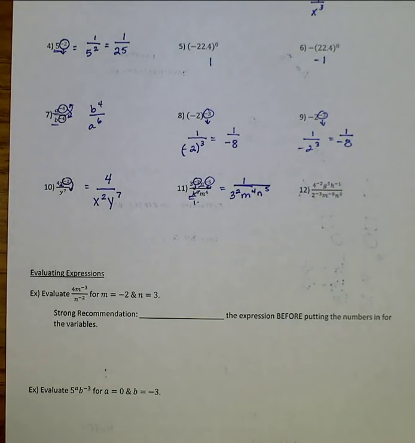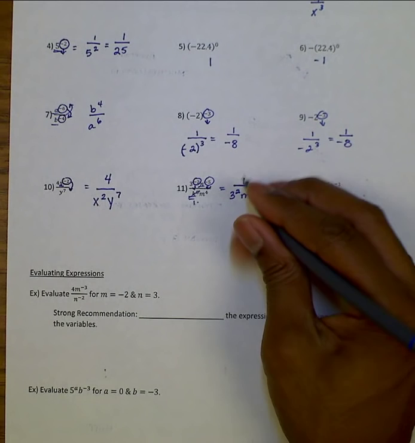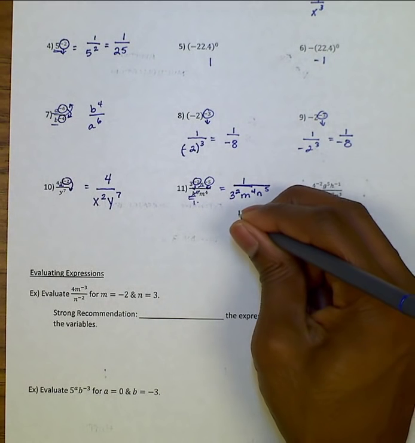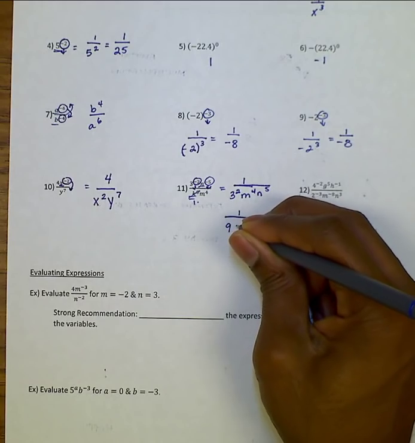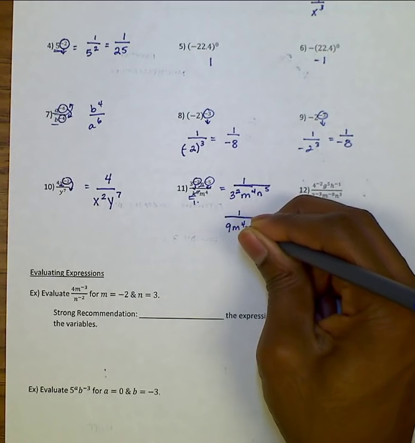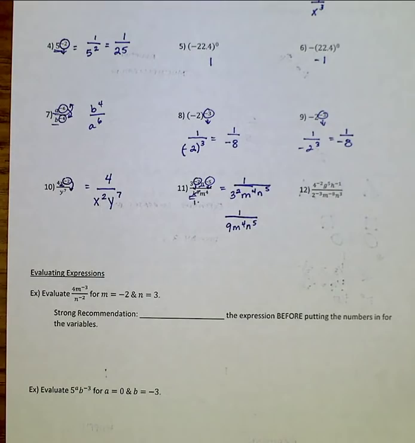Alright, again, I would recommend that you look through your problem, see, did I address everything in this problem? Is everything simplified? Here we have 3 squared. That is an operation that we can do. That's 9. So 1 over 9 times m to the 4th times n to the 5th. That's our final answer.